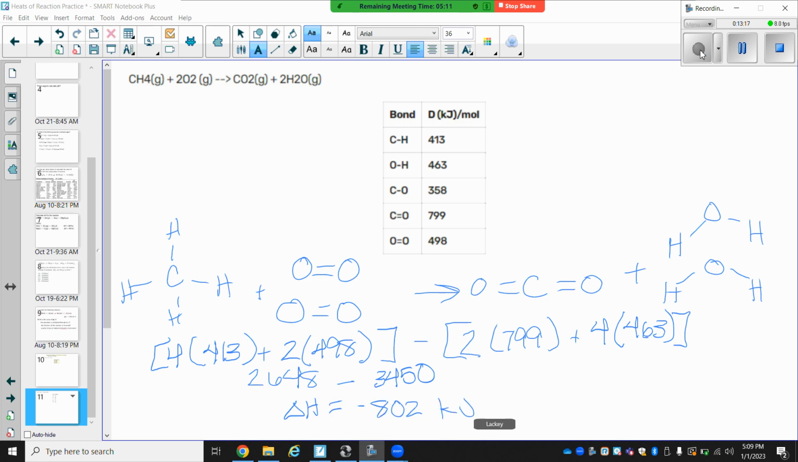So this also is exothermic like the last one, but make sure that you account for those mole ratios of how many of those different bonds that you have.